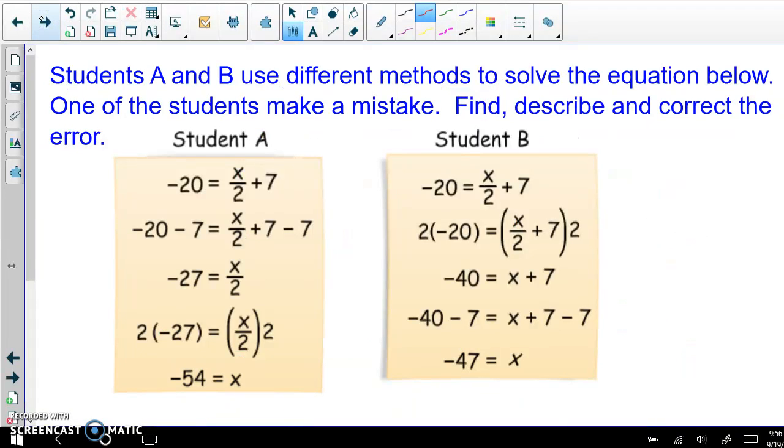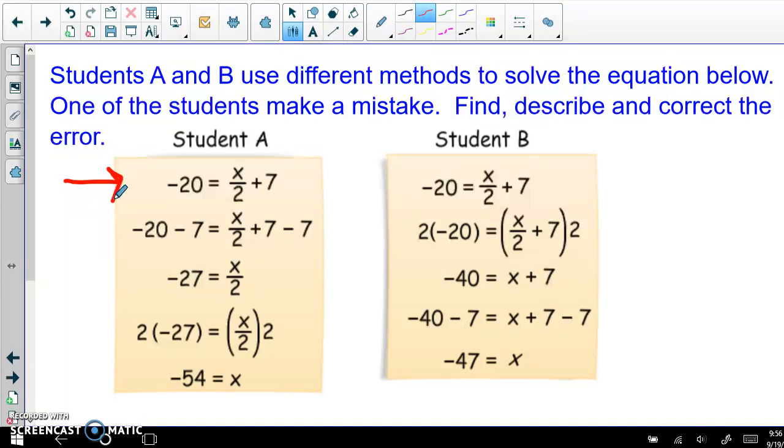Let's take a look at the work of two different students here. And let's see if we can find the correct process and the error that was made. So let's start with student A. Here's our original equation, -20 equals x over 2 plus 7.